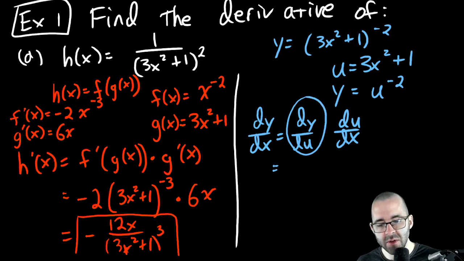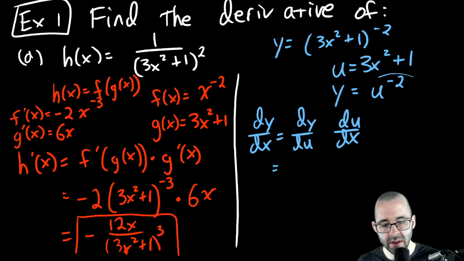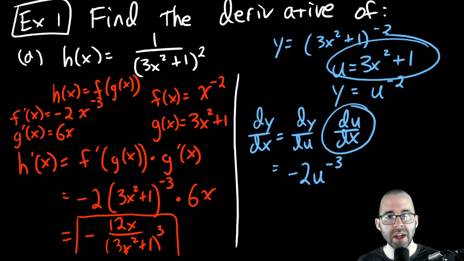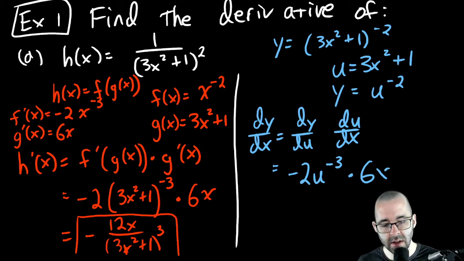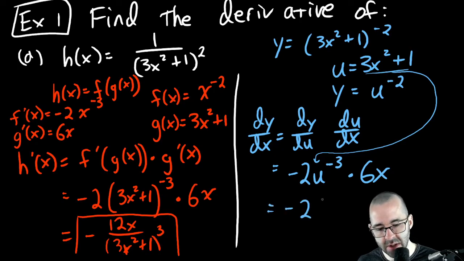So what is the derivative of y with respect to u? That's just what the derivative of this is. Use the power rule: negative 2 u to the negative 3rd. What's the derivative of u with respect to x? Again, the power rule. It's 6x. And now all that's left is getting everything back in terms of x. So our final step is saying, well, what is u? Plug it back in. It's negative 2 times 3x squared plus 1, to the negative 3rd, times 6x.